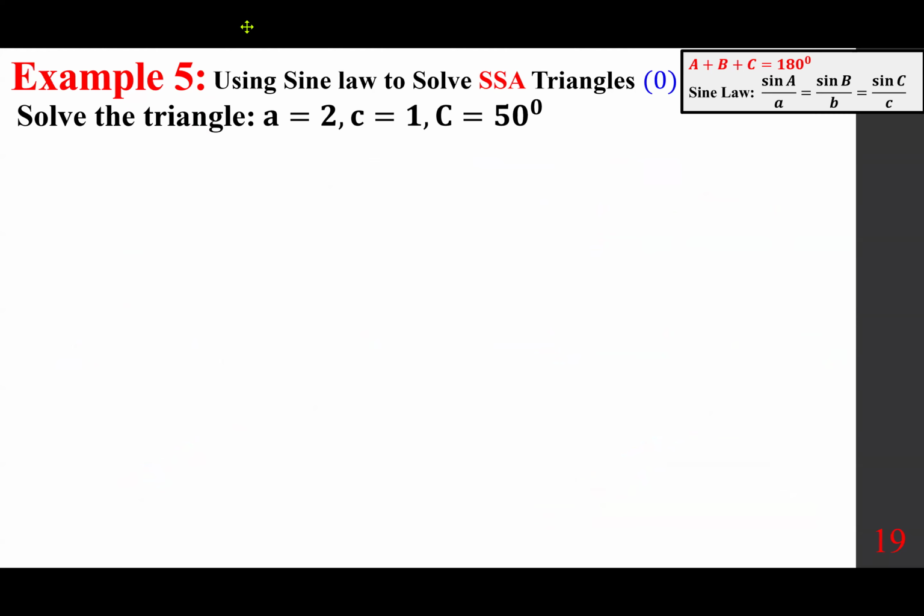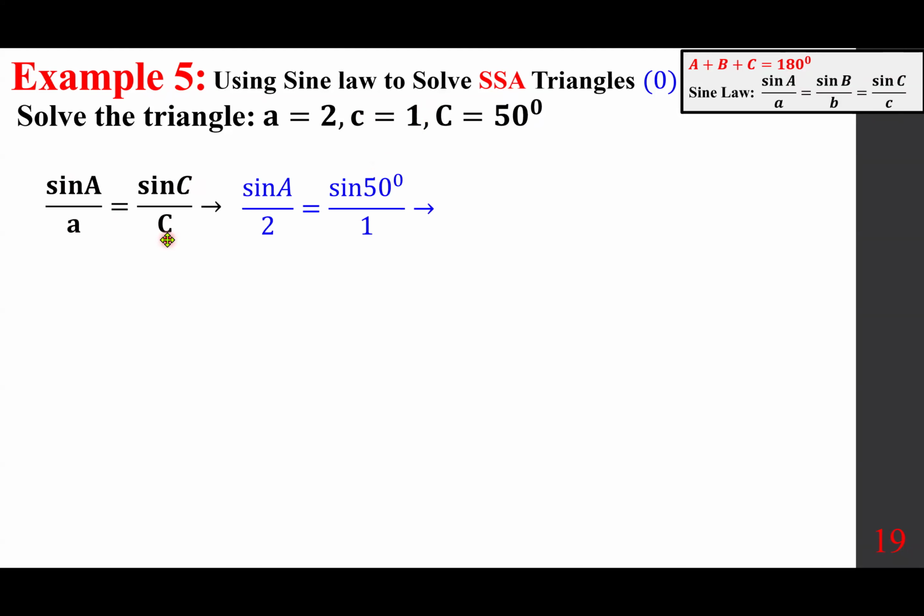Now, let's look at side-side-angle, where lowercase a is 2, lowercase c is 1, and capital C is 50 degrees. So obviously sine A over a equals sine C over c, because of what's given. So what is sine A? We have no idea. What is lowercase a? It's 2. What is sine C? Sine of 50 degrees. And what is lowercase c? It's 1.